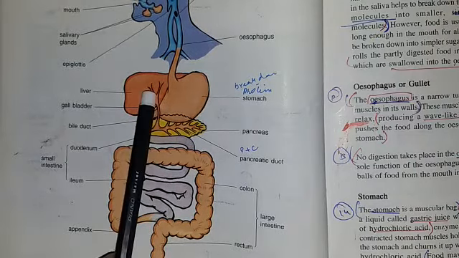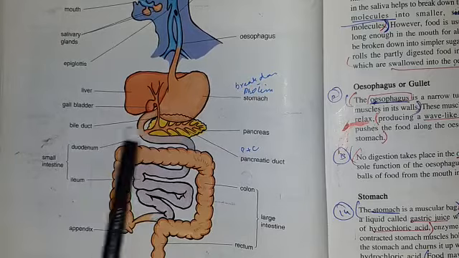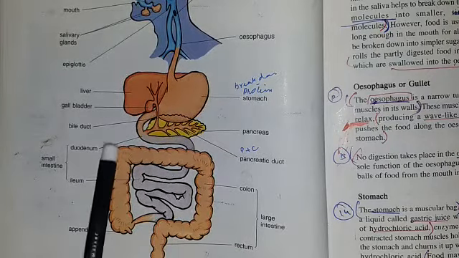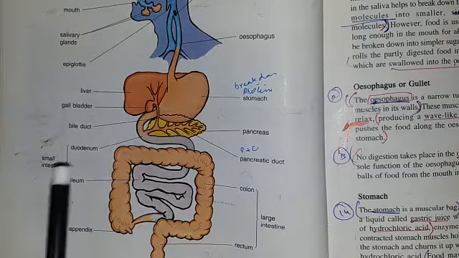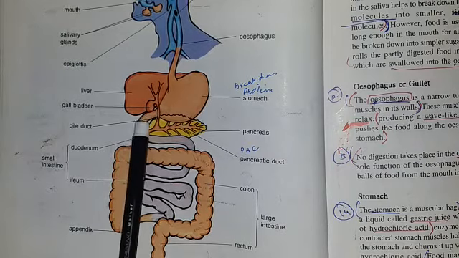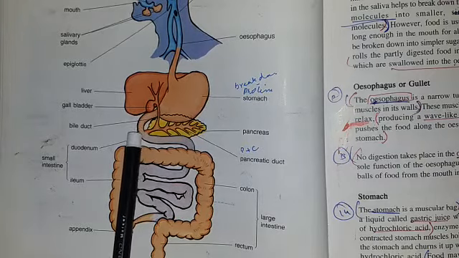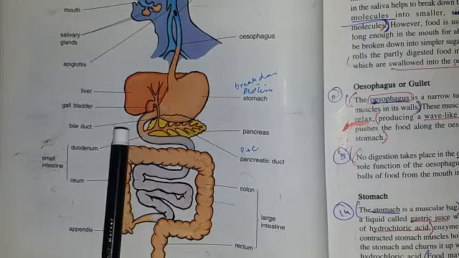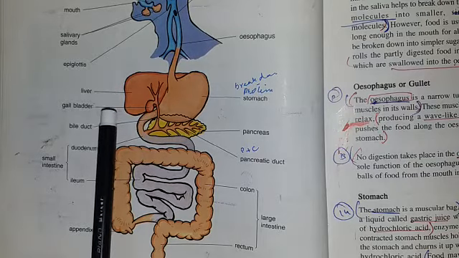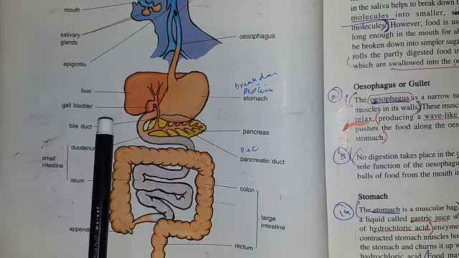Here is the liver, gallbladder, bile duct, and pancreas. Students, these are the additional parts of the digestive system. From the liver a bile duct originates and it carries the bile juice, and the bile juice which is created by the liver will help in the digestion of food.